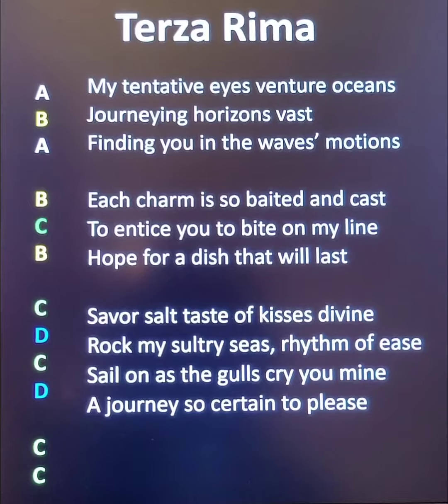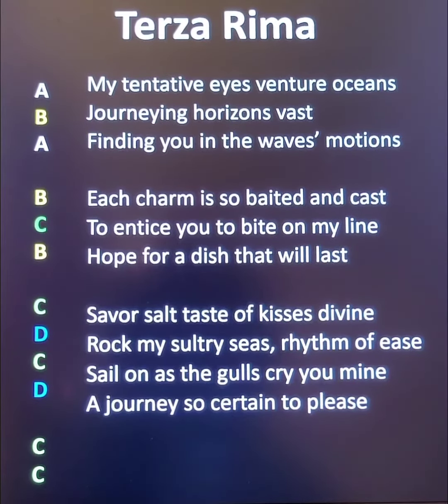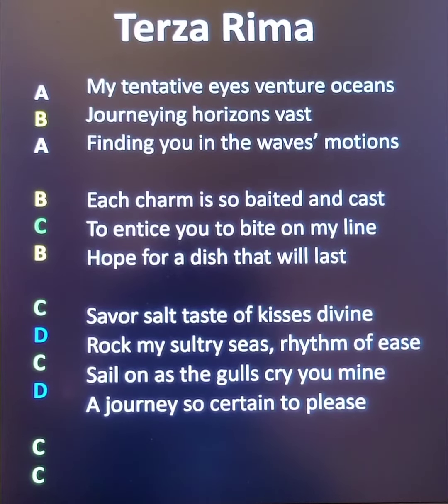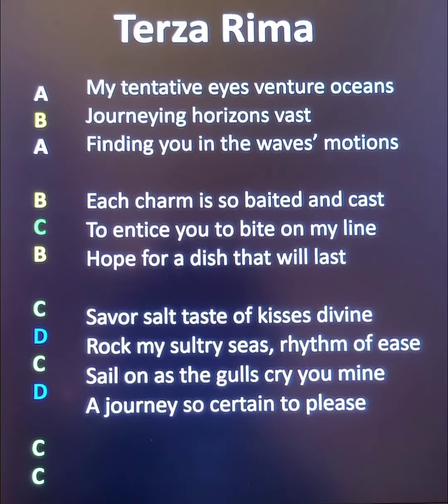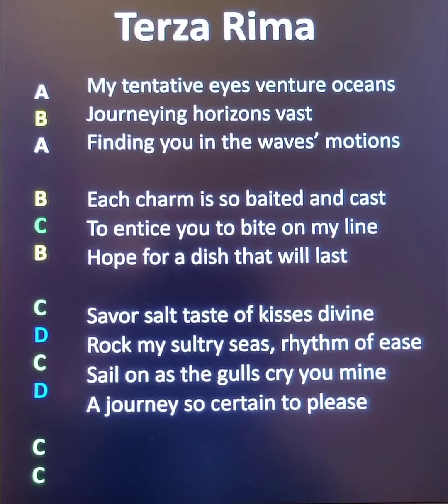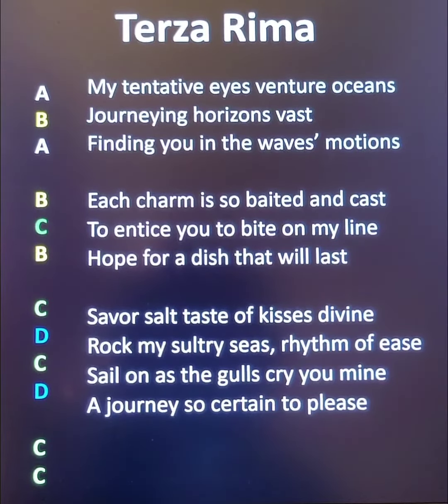My tentative eyes venture oceans, journeying horizons vast, finding you in the waves' motions. Each charm is so baited and cast to entice you to bite on my line, hope for a dish that will last. Savor salt taste of kisses divine, rock my sultry seas, rhythm of ease. Sail on as the gulls cry you mine, a journey so certain to please.